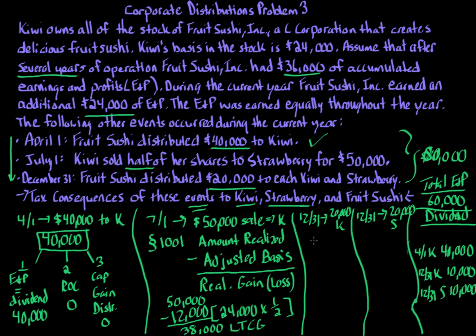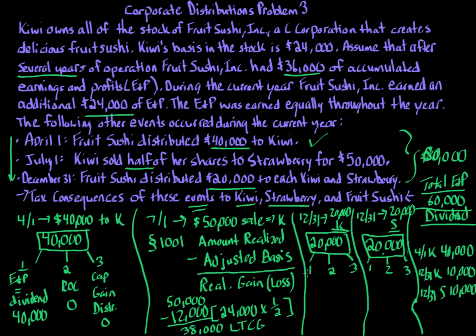So we're going to break this up just like we did. It's the amount of the distribution. So 20,000 is the amount of the distribution. Rather than write out the full items here, I'm just going to put 1, 2, and 3. Okay, but I'll summarize them, of course, and I'll say them so you'll have them. But it really is 1, 2, and 3. 1 being E&P, 2 being return of capital, 3 being capital gain distribution. We have to break them up in the waterfall as well, the Section 301 waterfall. Okay, so we have 1, 2, and 3. 1 being the amount of the dividend, 2 being return of capital, and 3 being the amount of capital gain distribution. We have to do this for both Kiwi and Strawberry to determine the tax consequences.